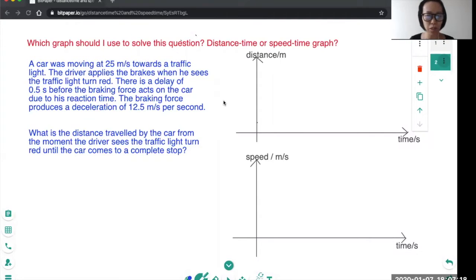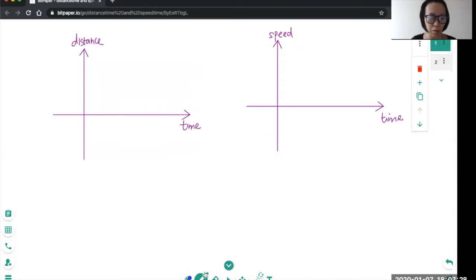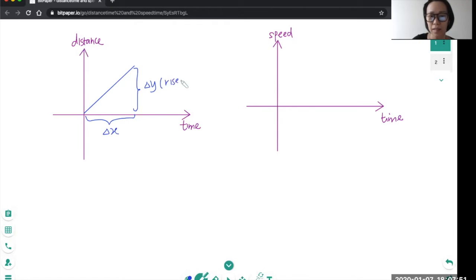So which graph should we use? It could be either the distance time graph or the speed time graph. Now let's do a short little recap first. For a distance time graph, let's say for example, if your distance time graph looks like this, you notice that the gradient is constant. So the gradient is calculated by the change in y divided by the change in x. Or another way to look at it is rise over run, I'm sure you've heard of this.